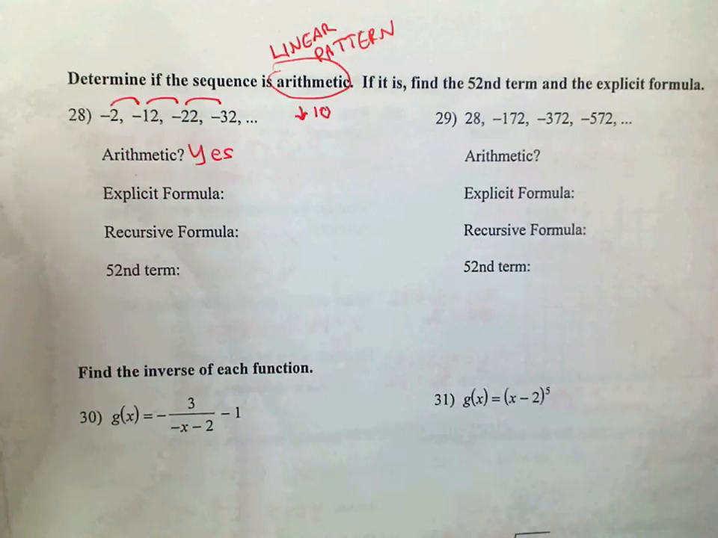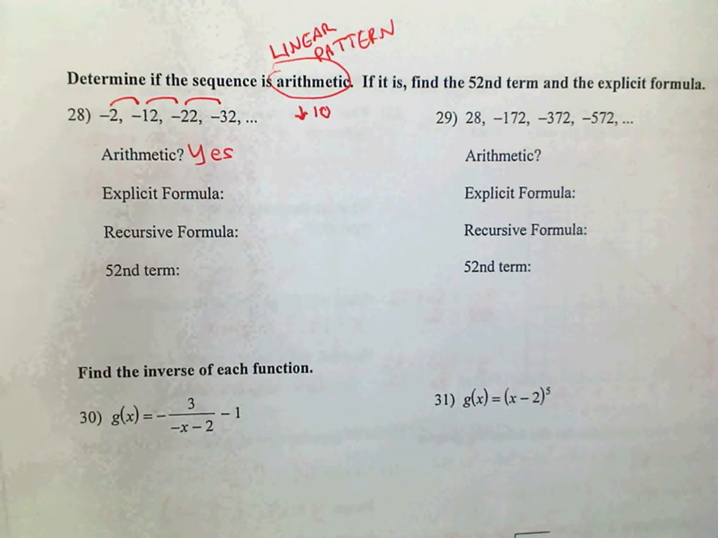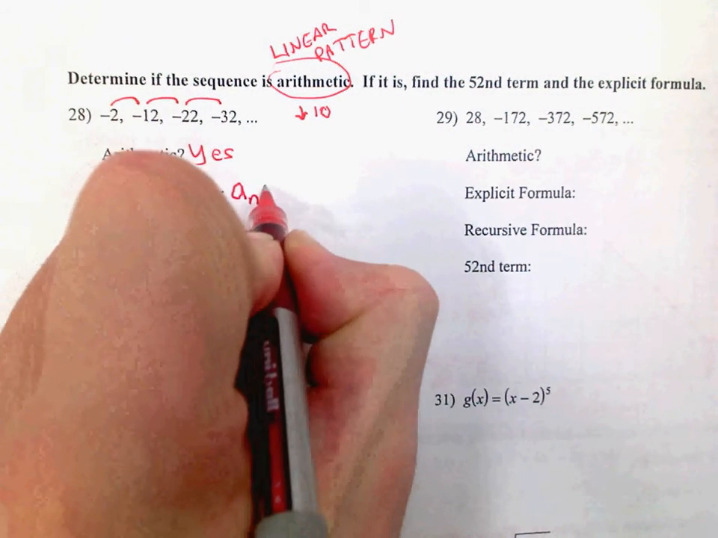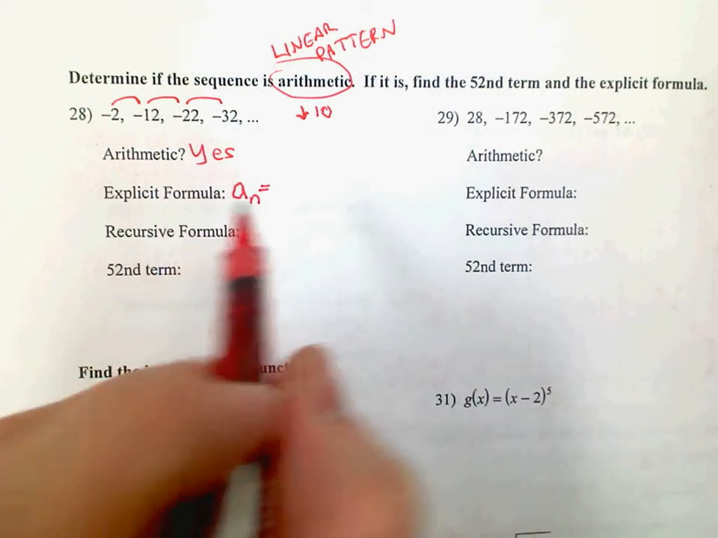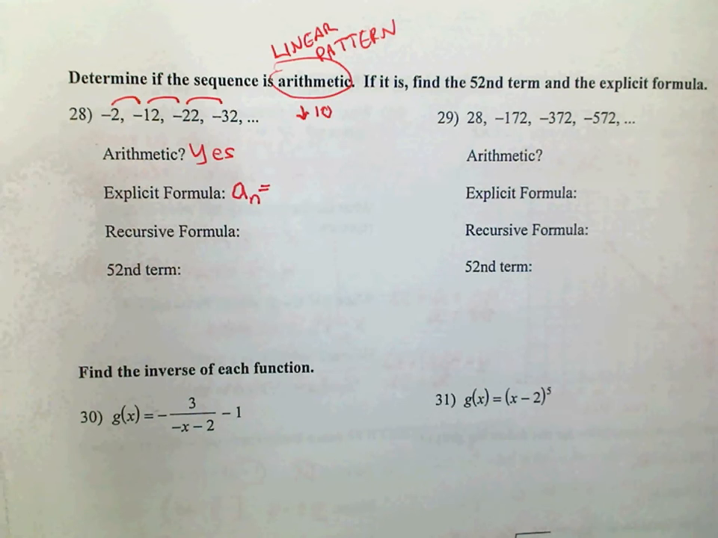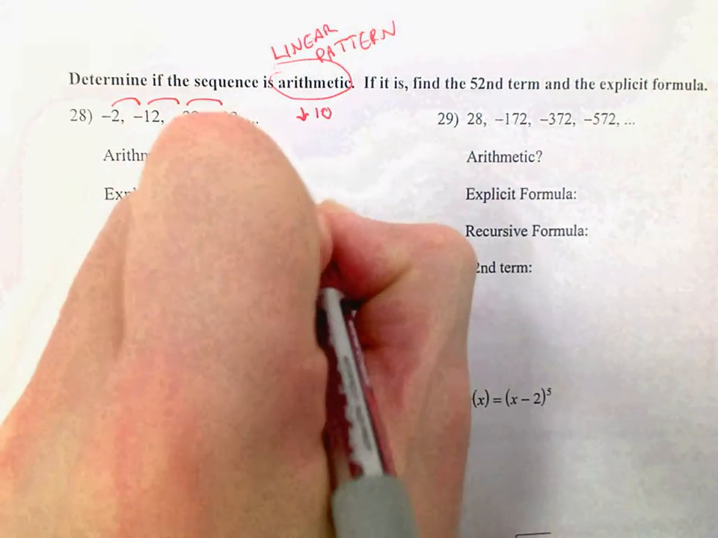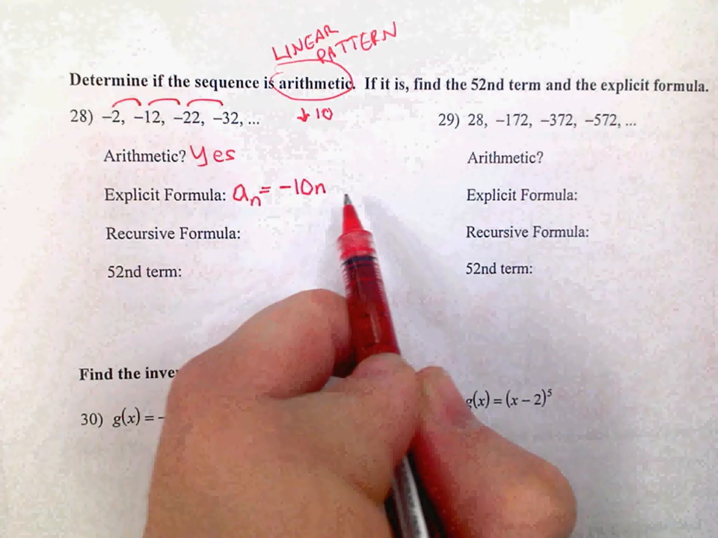Now, as far as the formula goes, if it follows a linear pattern, it should have a linear looking formula. We don't use y and x generally with sequences. We use a sub n and n. So instead of y, I'm going to put a sub n equals. And instead of x, I'm going to put an n. But I still need the same things. I need a slope and I need a y-intercept. Now, we've already talked about the slope. The slope is down 10 each time. So negative 10 n. Now, the thing I need to figure out is the y-intercept.